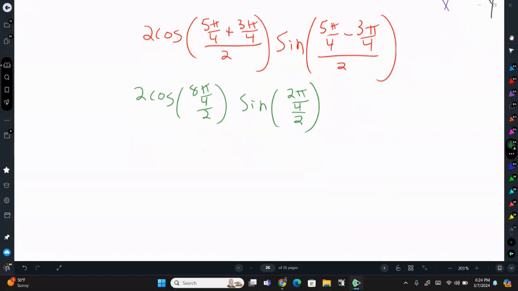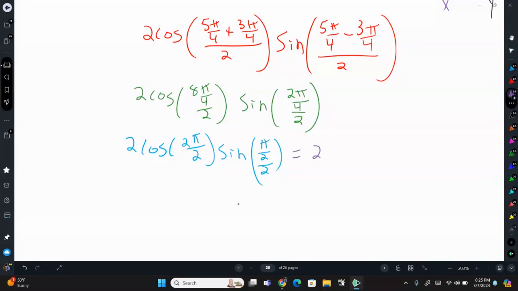So we're going to simplify this. 2 cosine of 2 pi over 2, because 8 pi over 4 is 2 pi, times the sine of pi over 2 over 2, and this is equal to 2 cosine of pi times the sine of pi over 2 divided by 2, same as multiplying by 1/4, so that's going to be pi over 4.